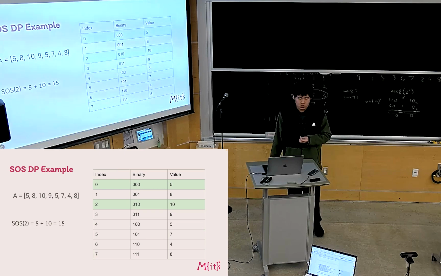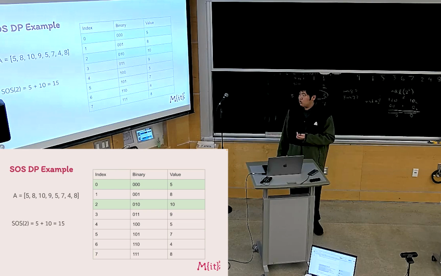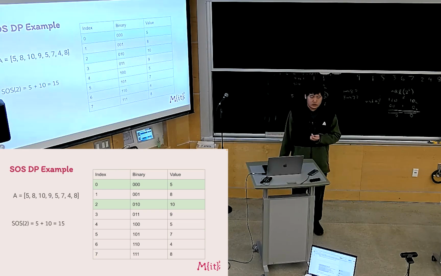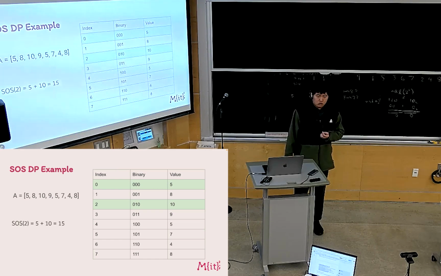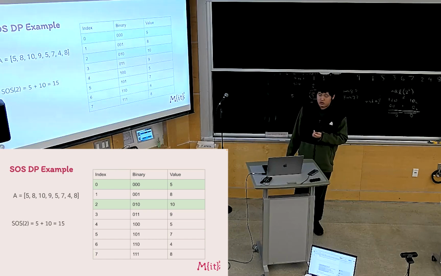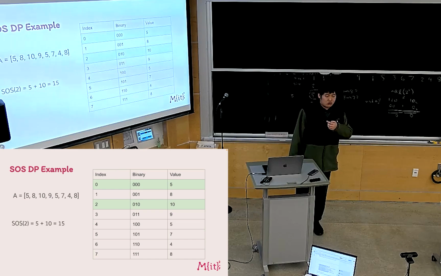Subsets of 0, 1, 0, not of 10. Oh, so 2 is the index, and then 0, 1, 0 is the index in binary, and then 10 is the value. I think the question is, how do you define subset of 0, 1, 0?